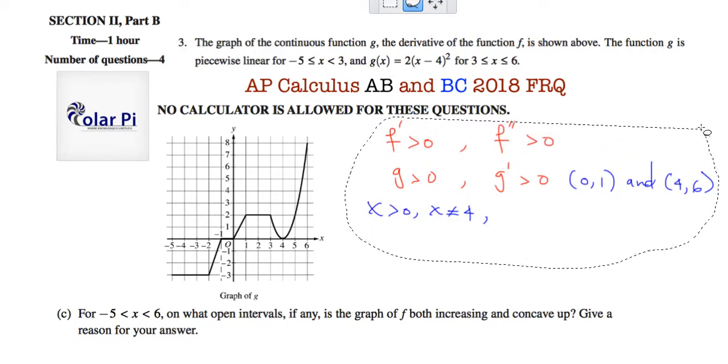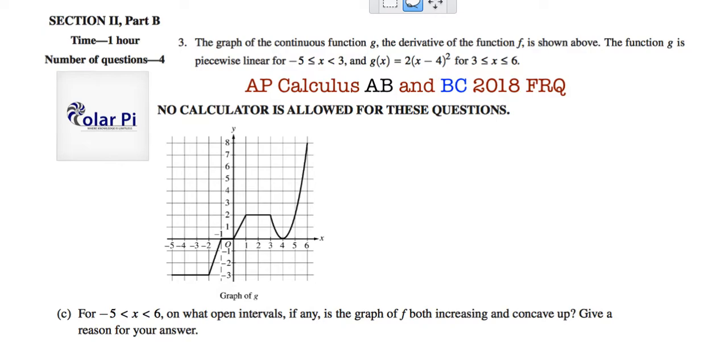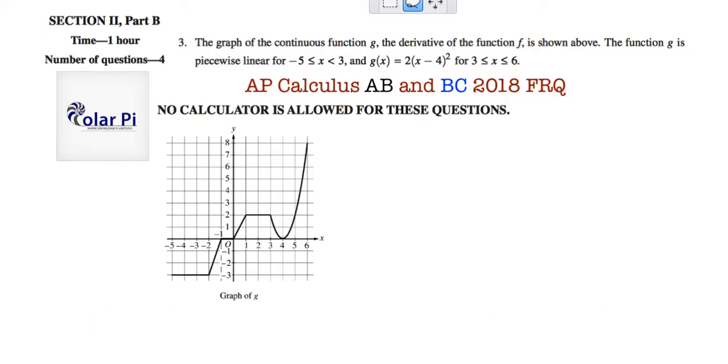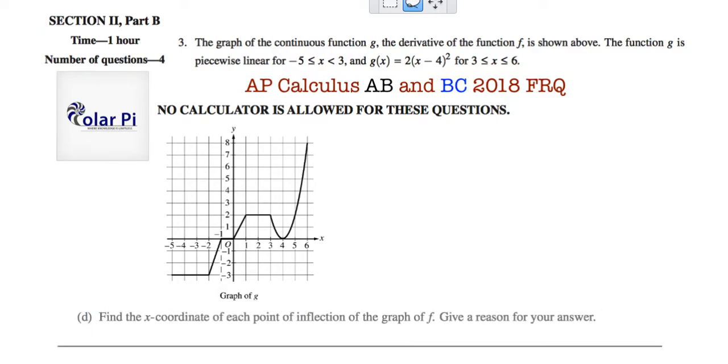And then finally, part D, right? Okay, so let's go to part D, and we'll be done with this problem. Part D, right there. It says, find the x-coordinate of each point of inflection of the graph of f. Give a reason for your answer. So we're looking for points of inflection.